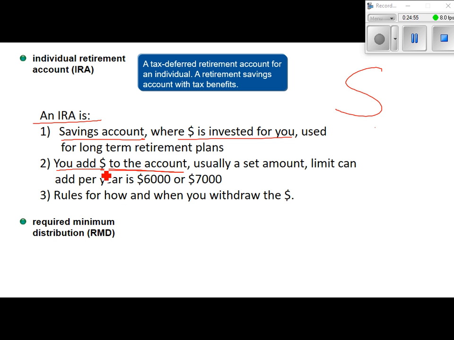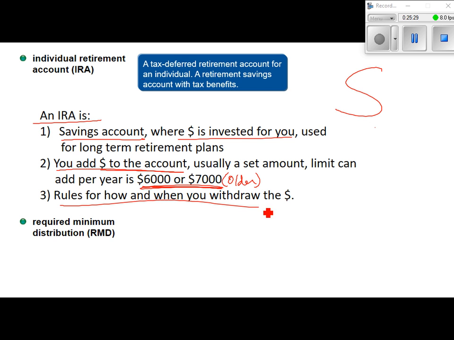You add money to the account, usually a set amount. I have so much money pulled out of each of my checks to put into my IRA, into a retirement account. There's a limit on how much you can add to this IRA per year, and it's $6,000 to $7,000. It's $6,000 is normal, $7,000. I thought I wrote this in here, but apparently not. As you get older, if you get to a certain age, then they'll let you put in $7,000 per year to make sure you're having enough to save for retirement.